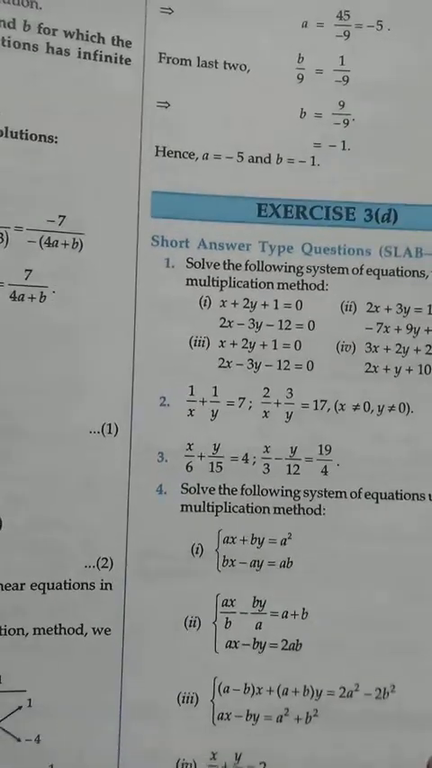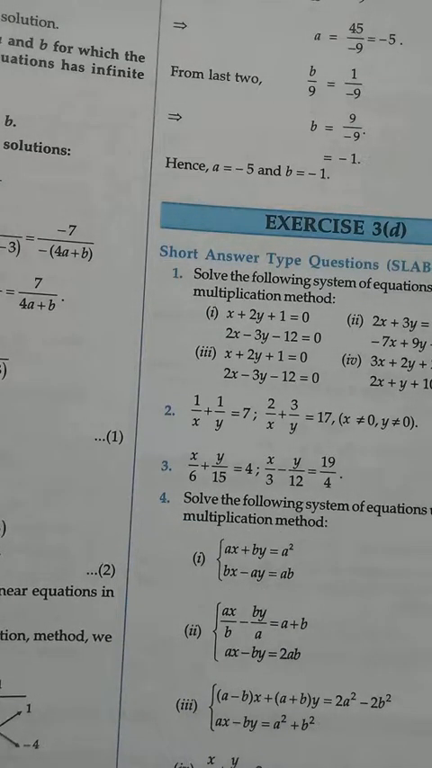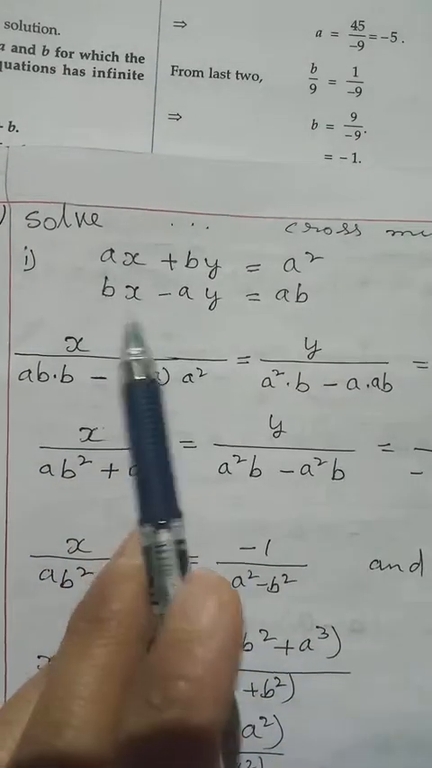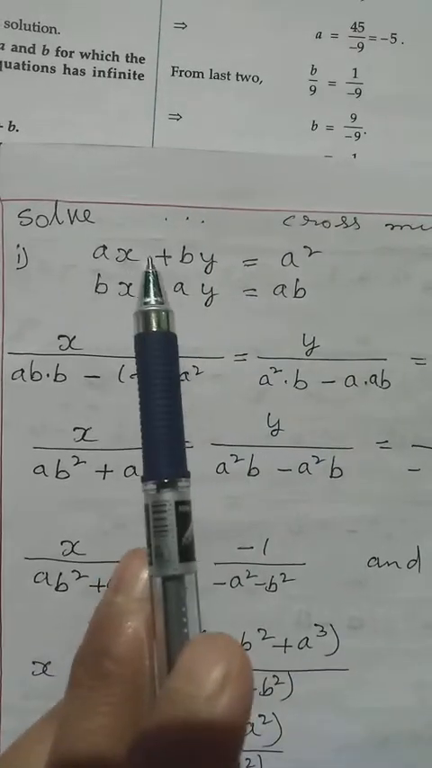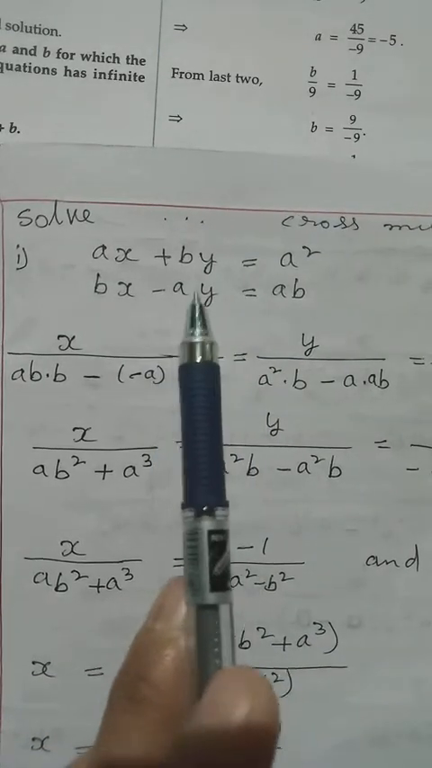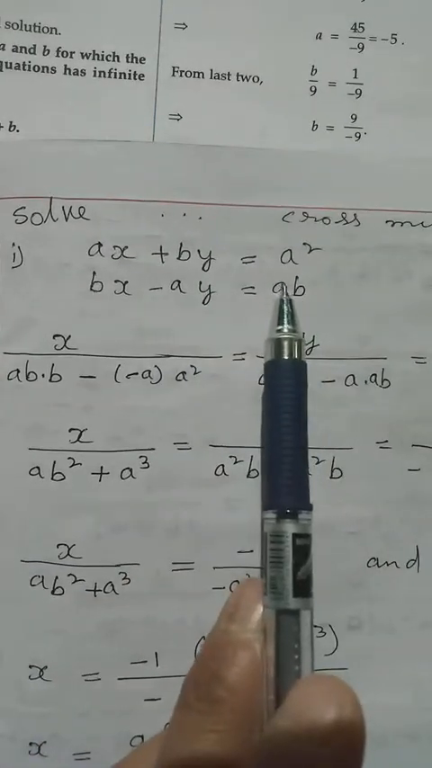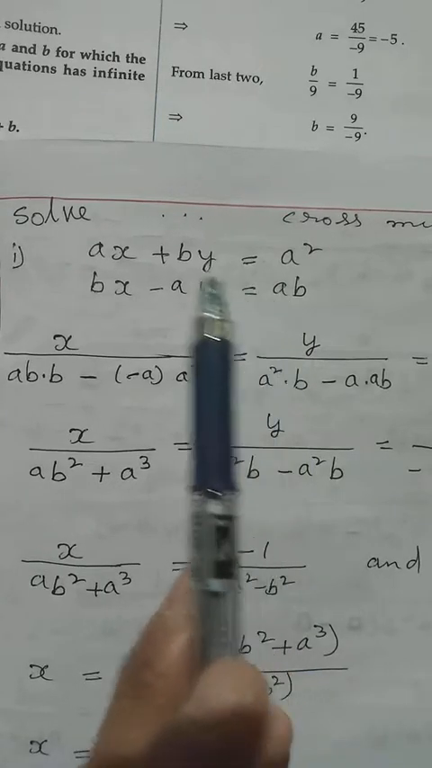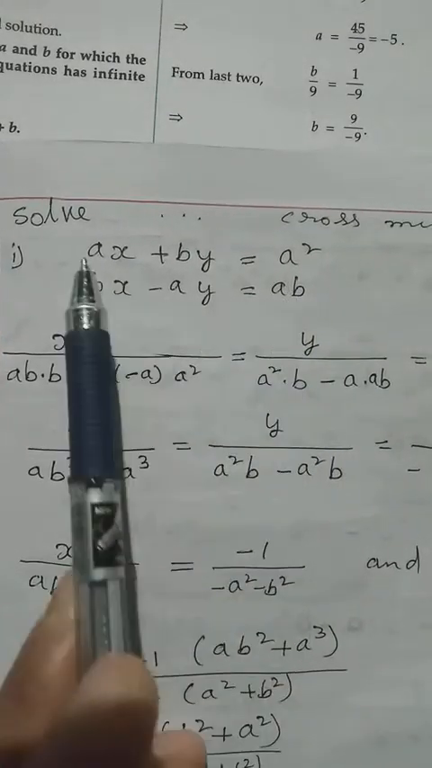The next is number 4. Here again we have to solve simultaneously for the value of x and y. In the same way, the coefficients of x are a and b, the coefficients of y are b and minus a, and the constant terms are a square and ab. So for x, we want b into ab, then minus a into a square. Then that of y will be ab into a square minus b into ab into a.